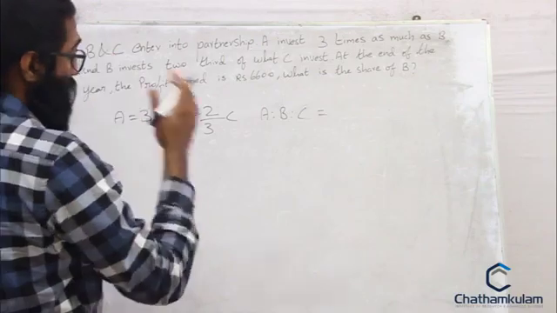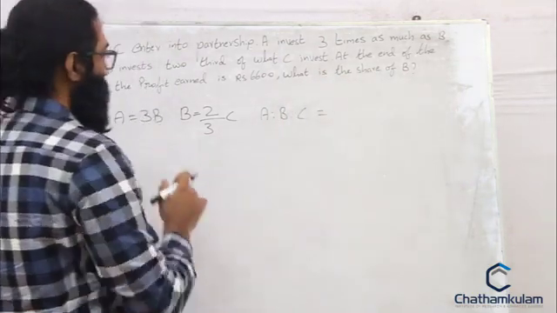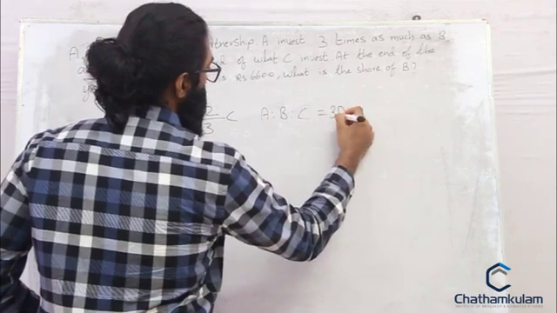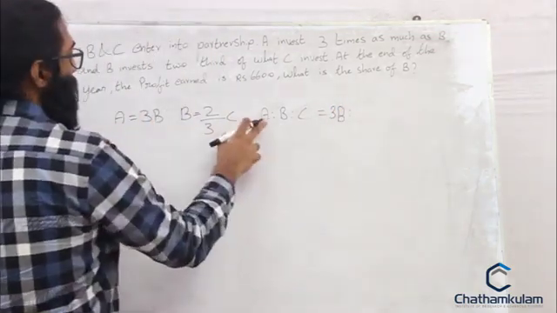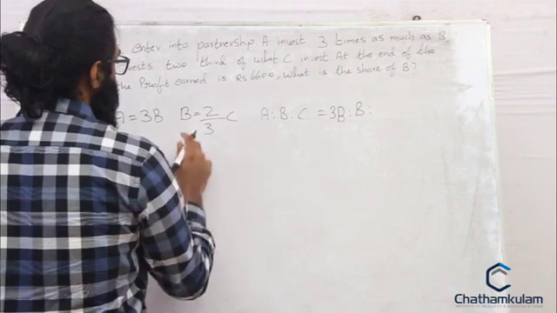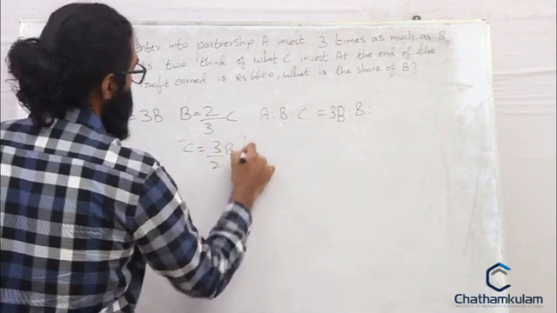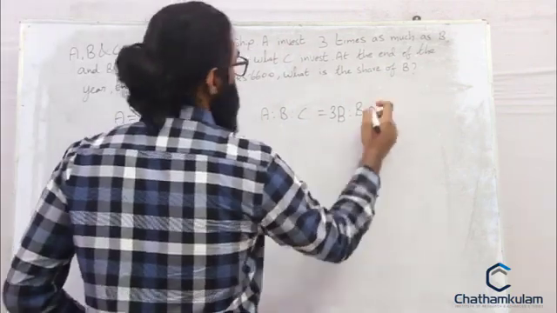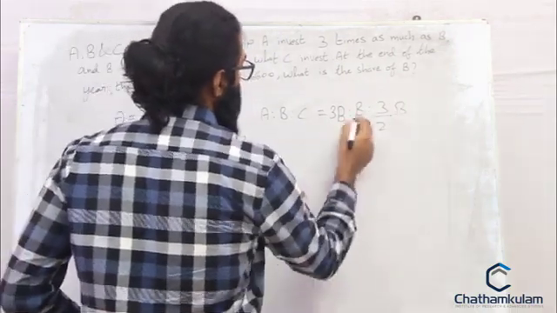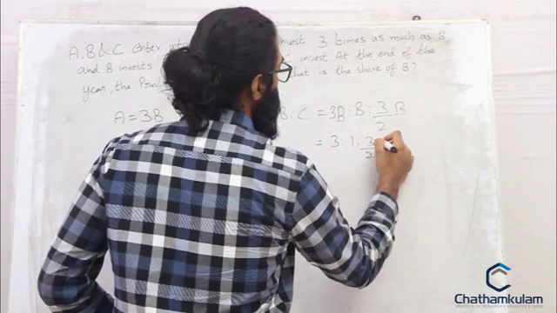We can write A is to B is to C in terms of B, right? Since we want the share of B, A can be written as 3B, B can be written as B itself. Then C can be written as, since B equals 2/3 C, C equals 3/2 B, right? Since B is common, we can cancel all the B's. So the ratio is 3:1:3/2.